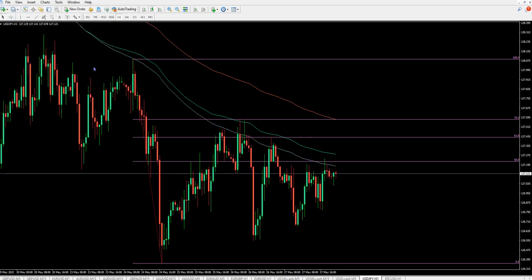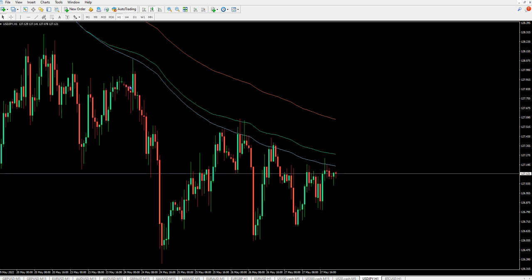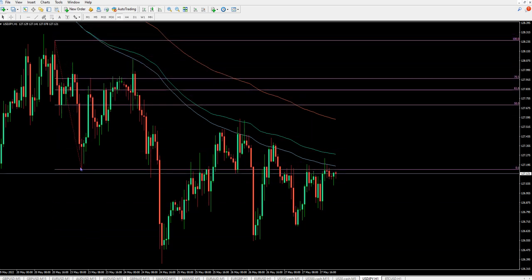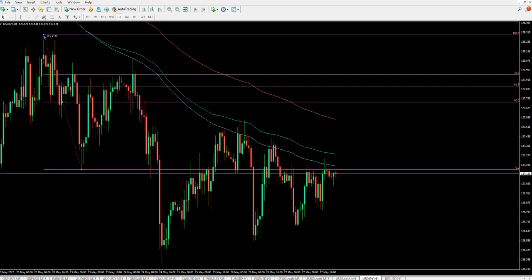Let's see how that changed. See the sensitivity that it plays off of. The perfect touch here. Actually, this high. See, price never closed below the 70.5. Perfectly touches that.